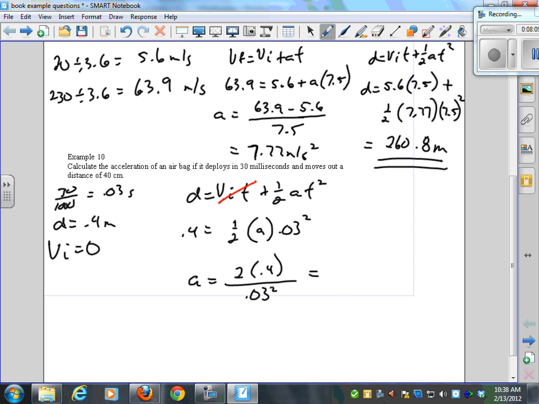How do we get rid of the half? Well, it's like a divide by 2, right? Like times by a half is like a divide by 2. So to get rid of it, it ends up becoming a multiply by 2.